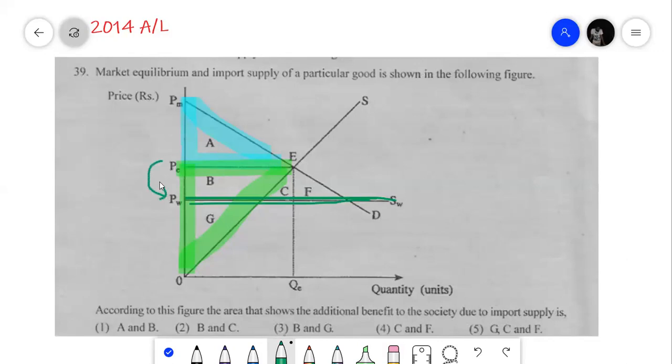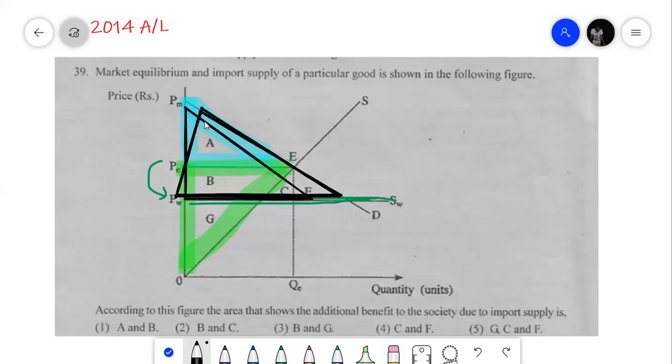PC becomes PW. What happens to consumer surplus? Consumer surplus now becomes this entire thing, because now the consumer pays a lesser price. So consumer surplus, forget about my diagram, it's this entire part. Okay, I'll color it like this. So A, B, C, and F becomes consumer surplus.